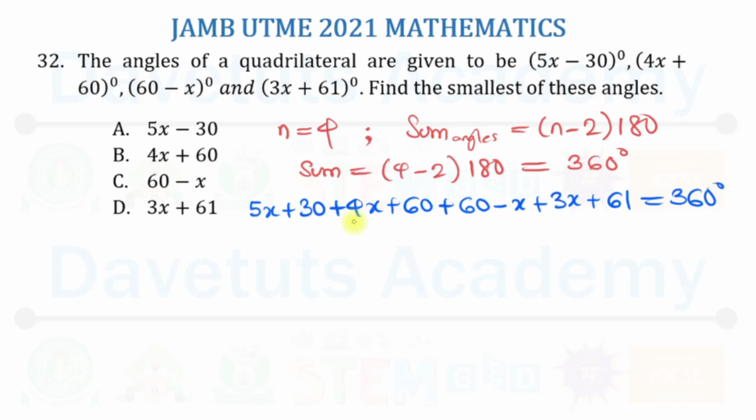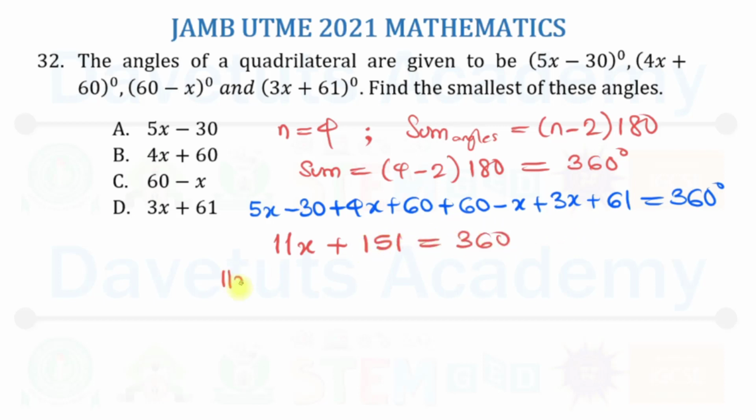So we just want to take it. 5x and 4x is 9x. 9x minus x is 8x. 8x plus 3x, we have 11x. Then plus, this is supposed to be negative, this is 5x minus 30. So if we want to compute the constants again, we can say minus 30 plus 60, that's 30, plus 60, 90. 90 plus 61, that will be 151. That's going to be 360 degrees.